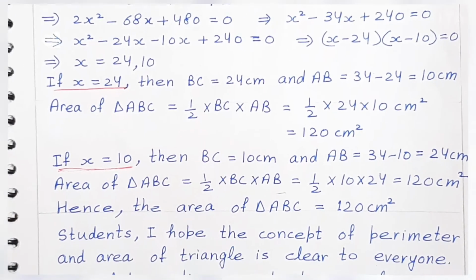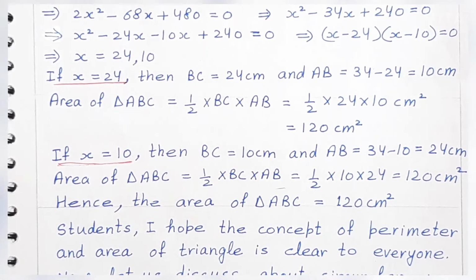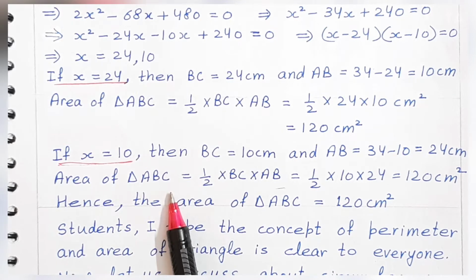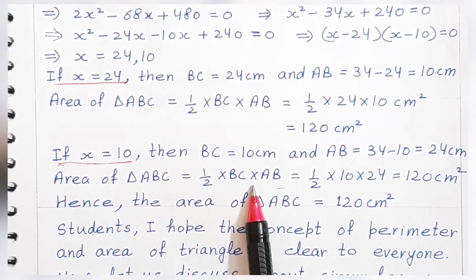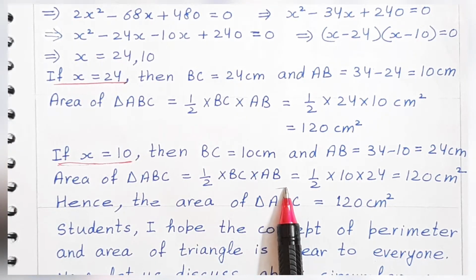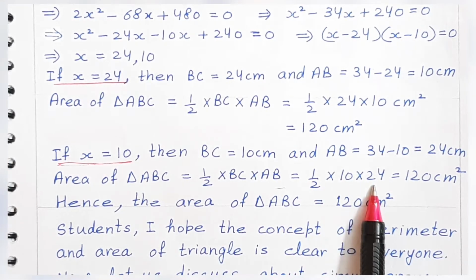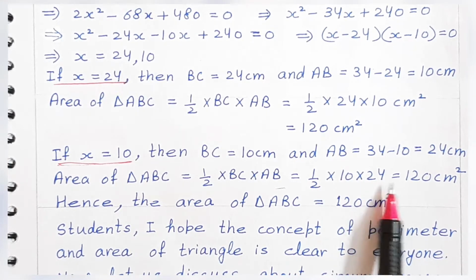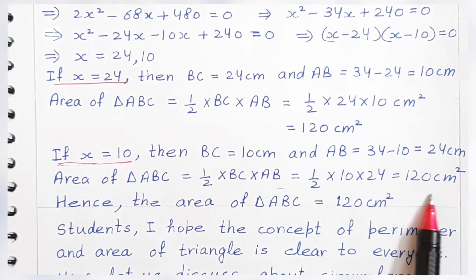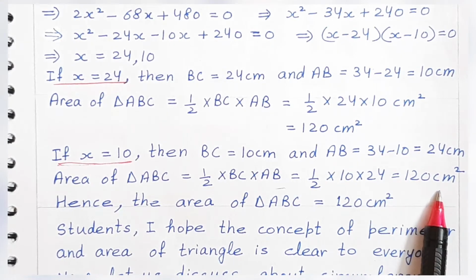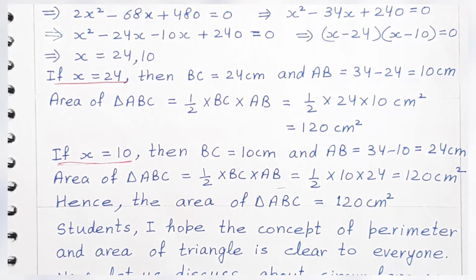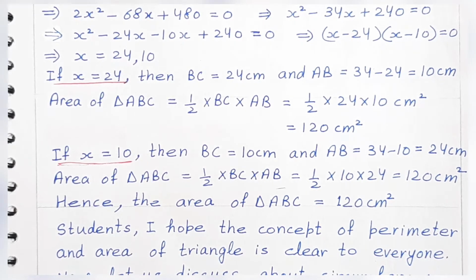Now, the area of the triangle. Area of triangle is what? Half into base into height. So that is half into 10 into 24. That is 120 centimeter square. Clear? Now students, I hope the concept of perimeter and area of triangle is clear to everyone.